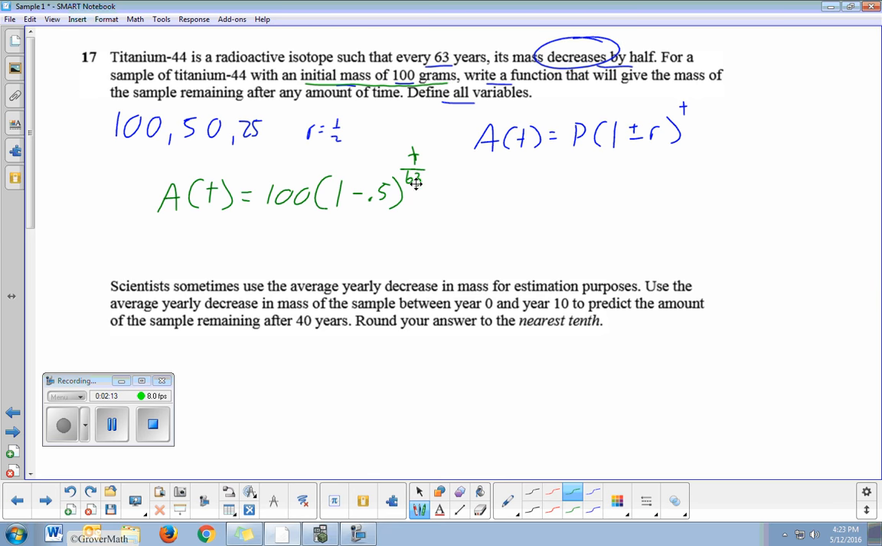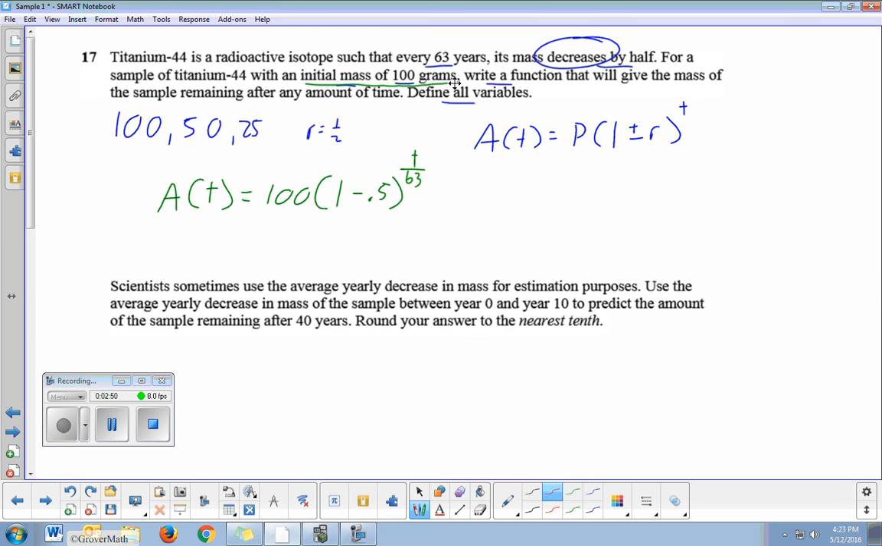And if you think about it, it kind of makes sense, because in 63 years, that will be 63 over 63, which is 1, and it'll go down a half. But in 1 year, the mass is only going to go down 1/63rd of that rate. So that's why we have to do time over 63 for the exponent. So that's probably what would mess students up on this question. They would probably just do t there. And if you did and carried the rest of it out, you'd get a good amount of partial credit, but that's really what they're looking for.